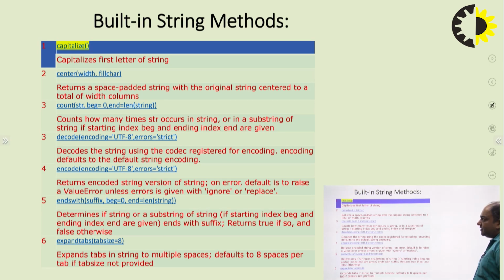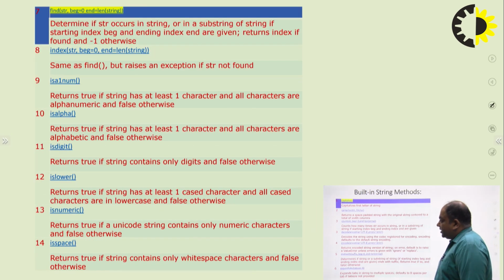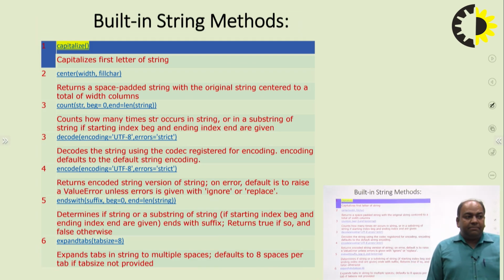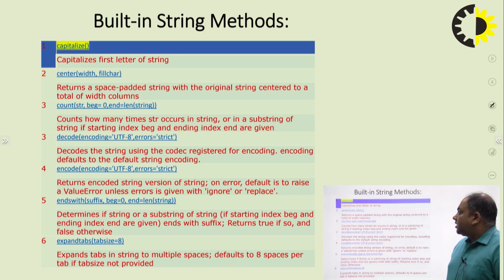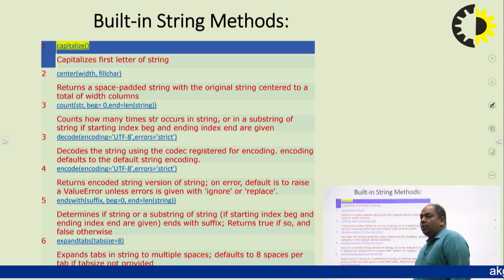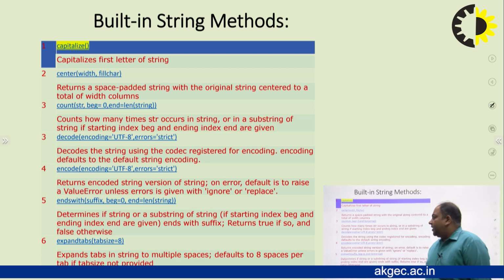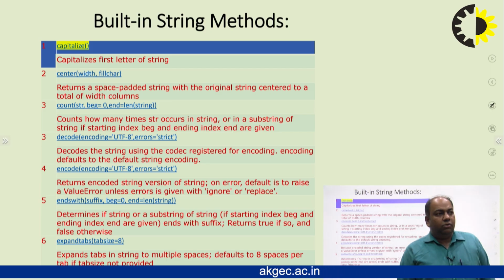Some built-in string methods: capitalize, center, count, decode, encode, endswith, expandtabs, find, index, isalnum, isalpha, isdigit, islower, isnumeric, isspace. All these are the built-in string methods which are used inside Python on strings. So, what is the use of capitalize? Capitalize is used when we want the first letter of a string to be in uppercase. Center pads the columns and widths to the center.